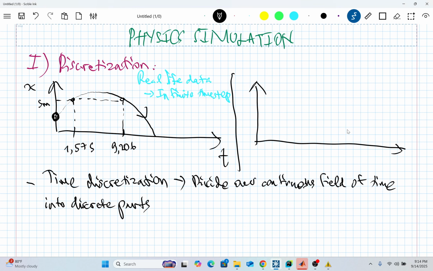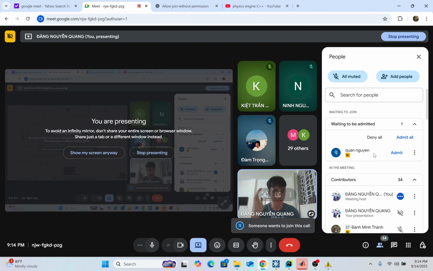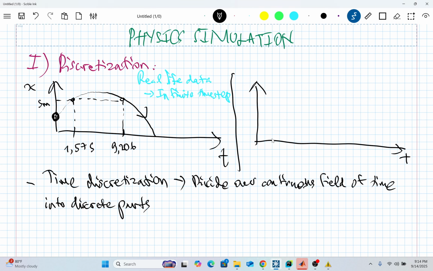In this version, the time will be sectioned into parts, like 1 second, 2 seconds, 3 seconds, 4 seconds, 5, 6, 7, 8, 9. And I only store the value of x in these discrete time steps, and I will have a total of 5 data, okay? 5, 6, 7, 8, and so on. This is what the computer expects.